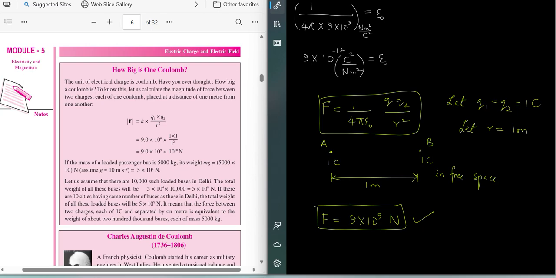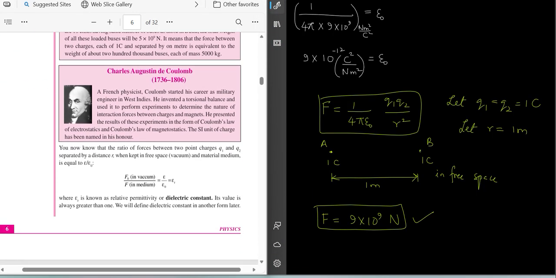So what is the force equal to? That force is approximately equal to the total weight of 10,000 loaded buses, and it's still larger than that. You understand that? Okay, just to appreciate.